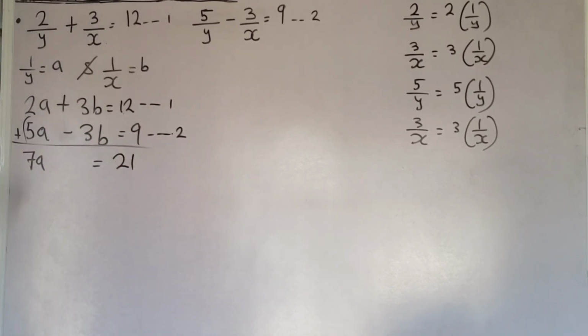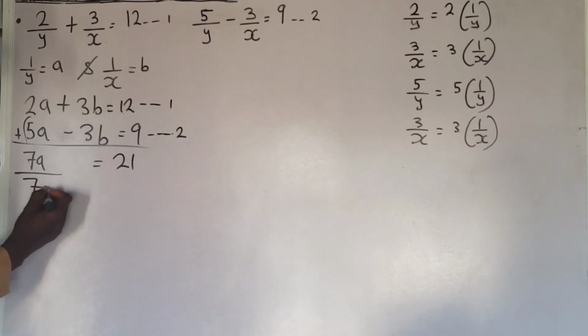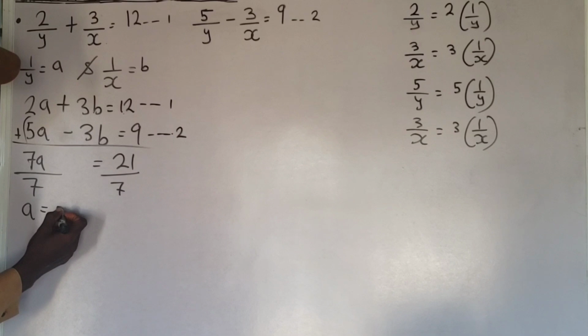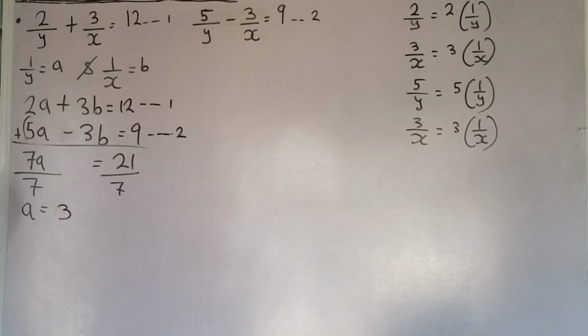Now, what is the value of a? The value of a is equals to what? A is equals to 3. You understand? Because 21 divided by 7 will give us 3. You understand? So now I've gotten the value of a.